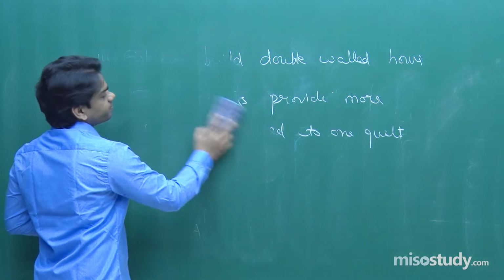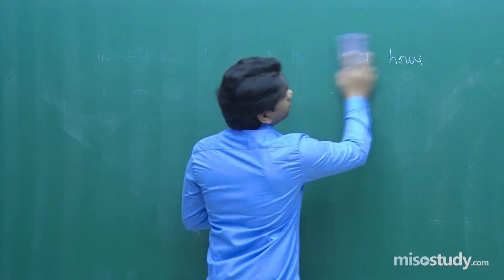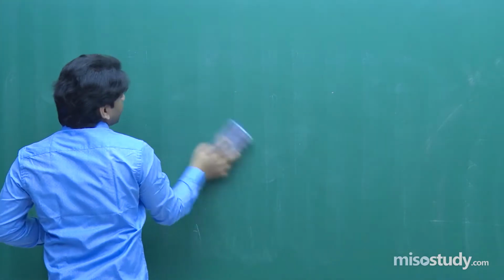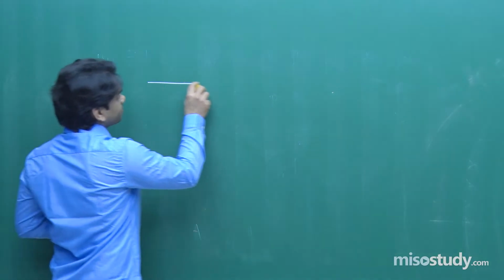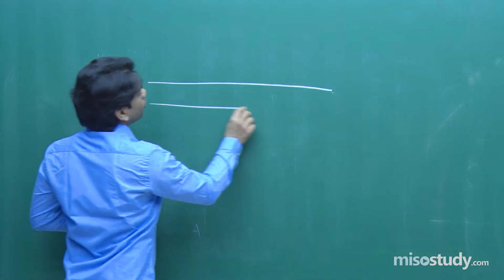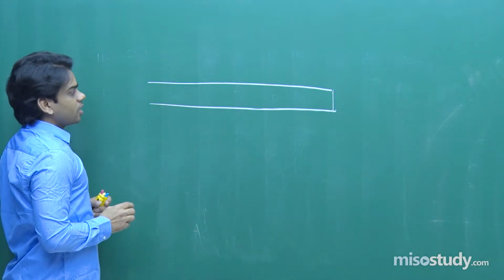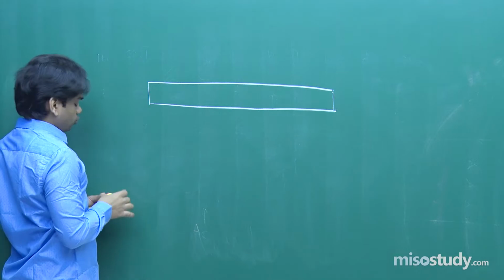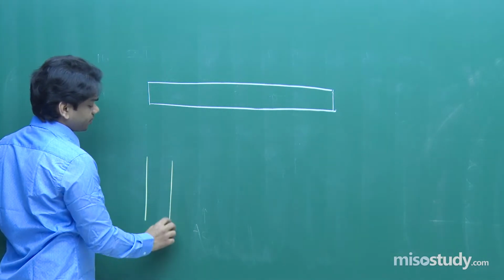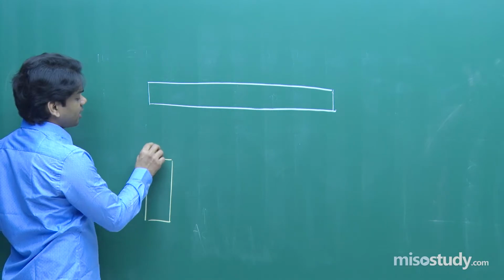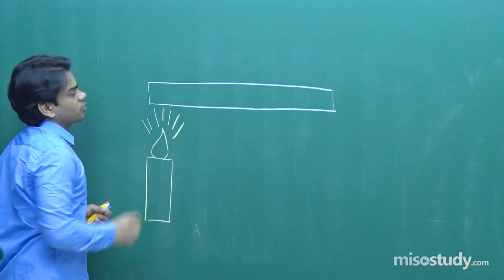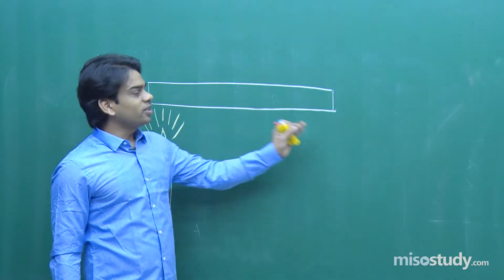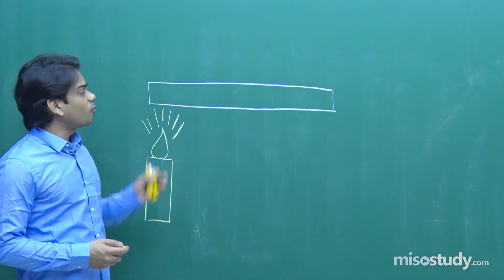Let's go ahead with some more demonstration. Now I told you how heat flows. Let's do an experiment. If I take a metallic rod, this is a metallic rod, let's say. Now what I am doing, I am heating this one end of the rod using a burner. Now what will happen? Gradually the heat energy is going to transmit from one end to the other.